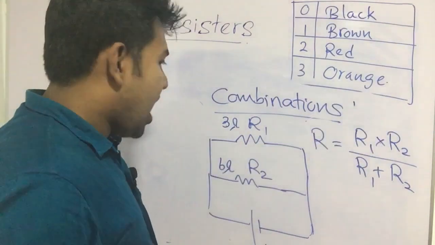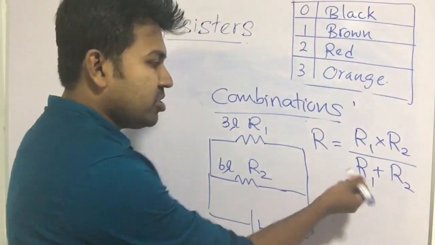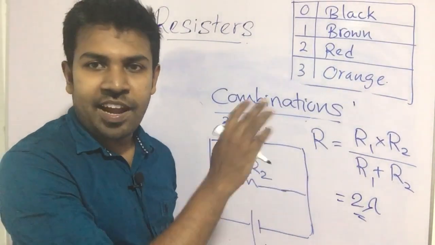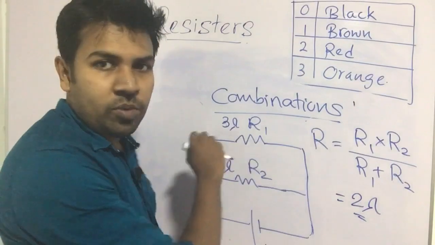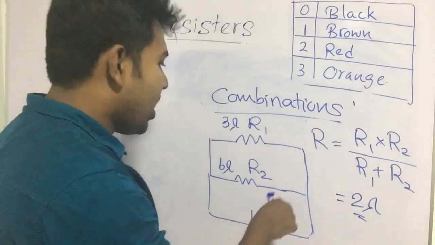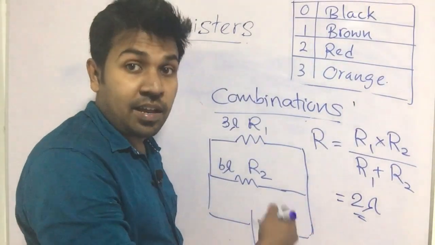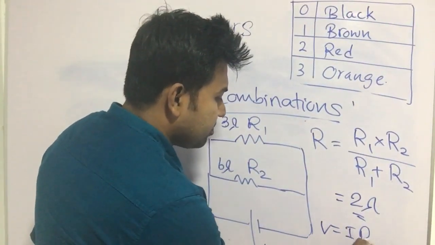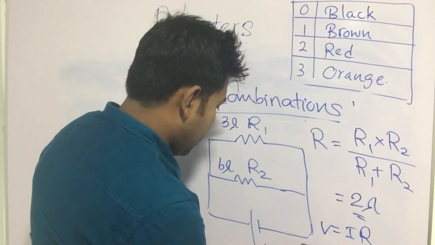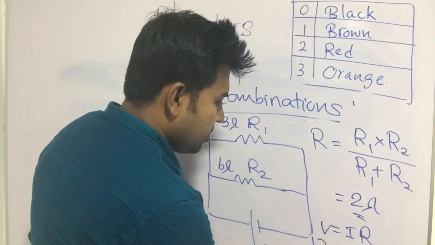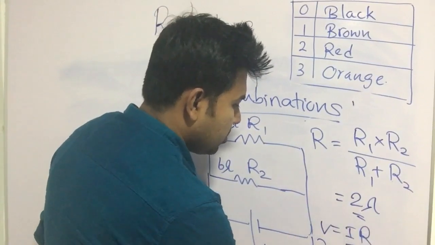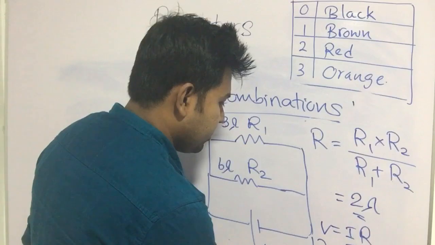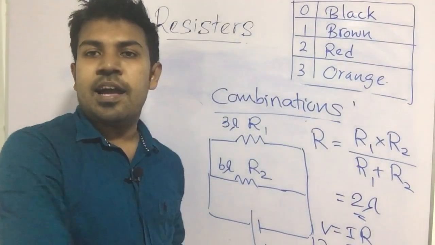So finally, now you got how much? 2 ohms. When you use multiplication, division, addition, you will get 2 ohms. Then you can find what is the electric current flowing through this circuit. So it is V equals IR. V is 12, I don't know, R is 2. Then you will get the answer 6 amperes. 6 amperes is the answer.